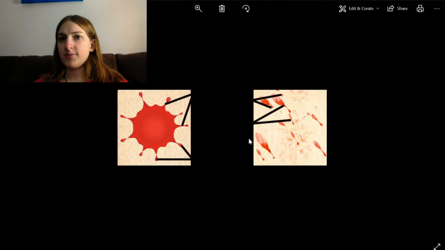Then usually it'll go a pretty small distance, but if you're close enough, you're probably going to get some of that blowback spatter. Yeah, those are the three main types. There are all different kinds of spatter patterns out there that exist.